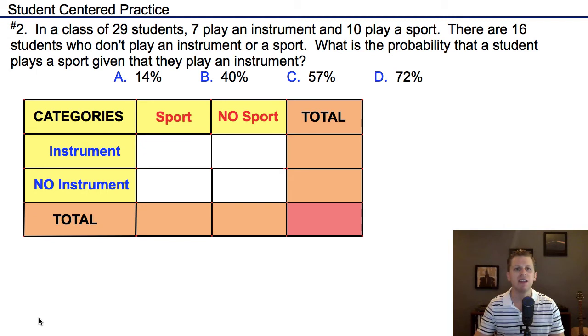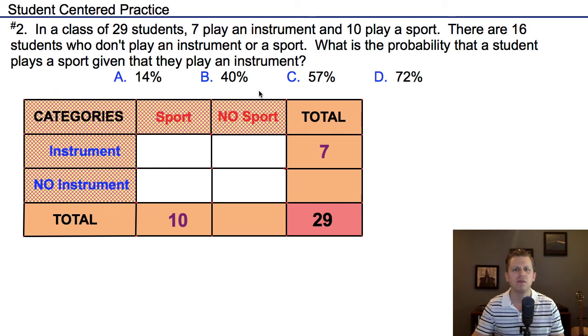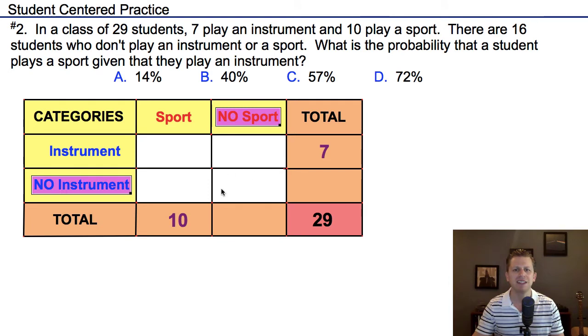Now let's fill in the given information. It says in a class of 29 students, that's the grand total. 7 play an instrument, that's the total that play an instrument. 10 play a sport, that's the total for playing a sport. And finally it says there are 16 who don't play a sport or play an instrument. So don't play a sport, don't play an instrument is this middle piece right here, and there are 16 students that do that.